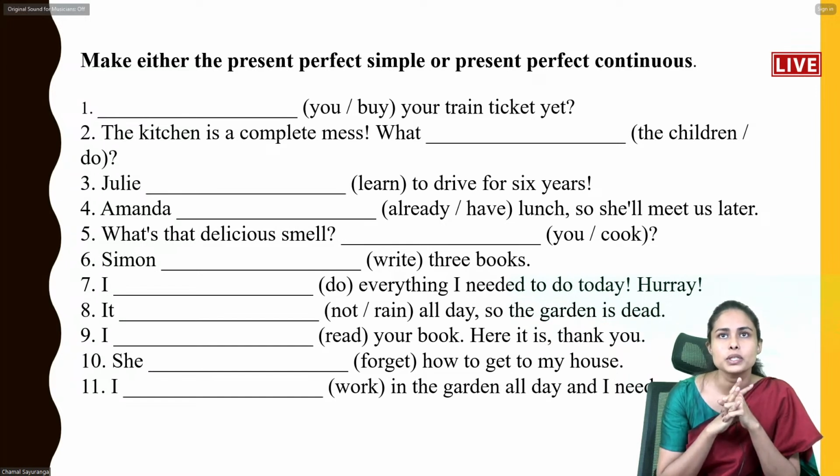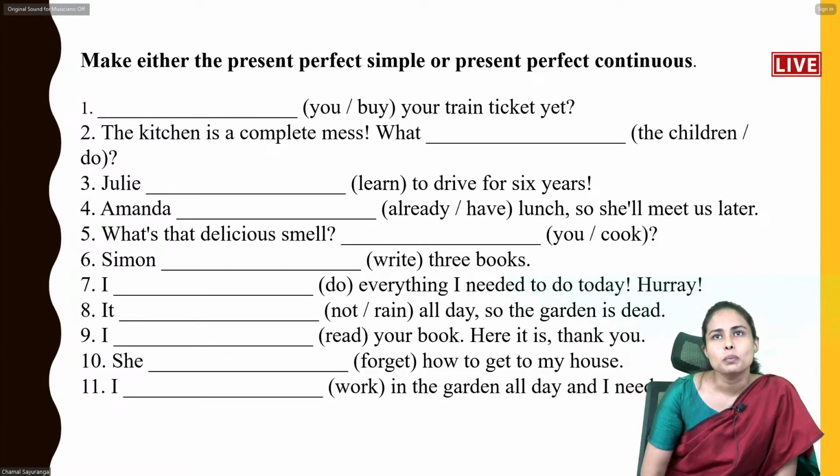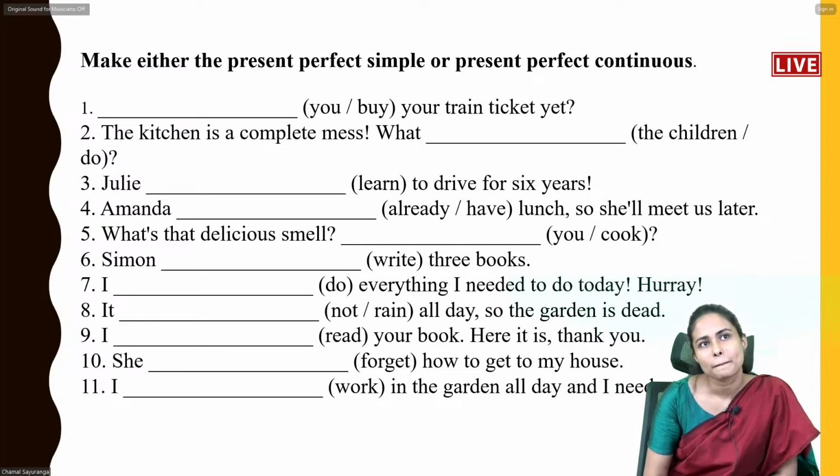So I want you to make either the present perfect simple or present perfect continuous sentences. You can tell me the correct sentence with the correct form of the verb for each sentence. The first one: you buy your train ticket yet? I want you to tell me whether it is present perfect or present perfect continuous tense. Present perfect tense. Okay, can you tell me the sentence? Have you bought your train ticket yet? Yes. The past participle of buy is bought, so you have to use that particular verb, the past participle.